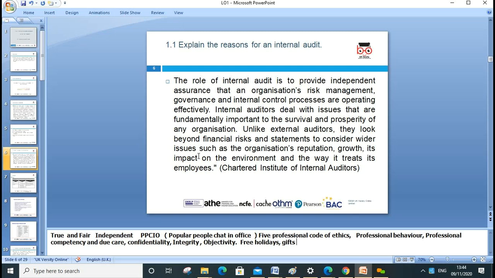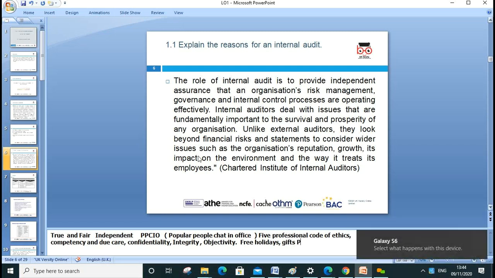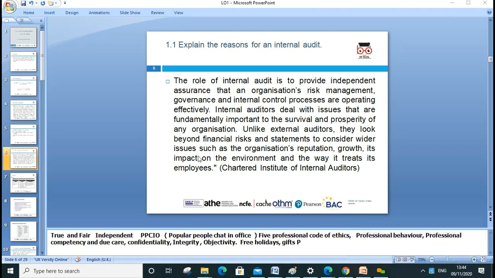When we take the gift, maybe we're not independent. Why are they giving the free holidays? Because they want me to give the audit report, to write the report according to their wish. So always make sure you use professional judgment.